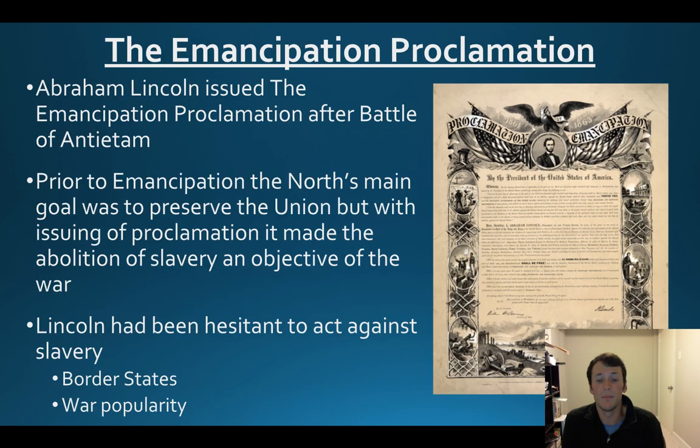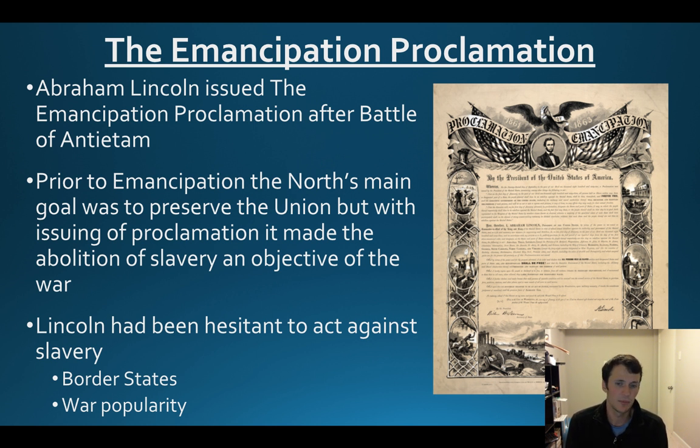So, with the success, if you will, of repelling the invasion at Antietam, you're going to have the issuing of the Emancipation Proclamation, and the Emancipation Proclamation is a really important thing, even though it doesn't necessarily do what everyone thinks it does, right? So the Emancipation Proclamation, first and foremost, does not free all of the slaves, right? That's one of the biggest misconceptions about the document in the first place, right?